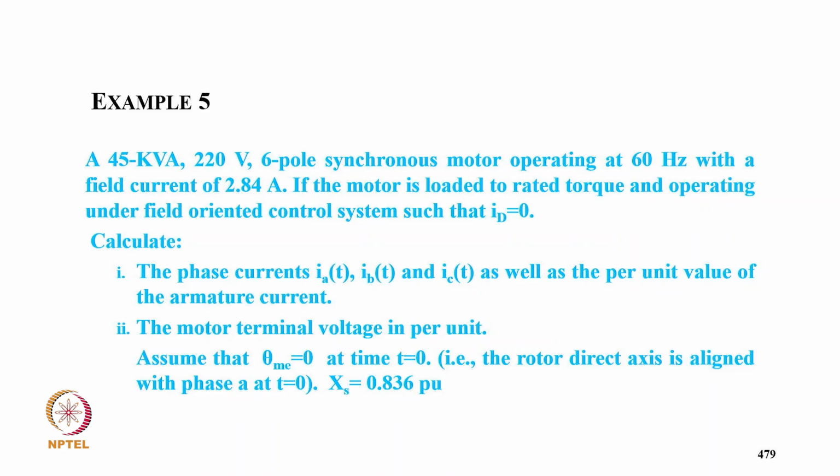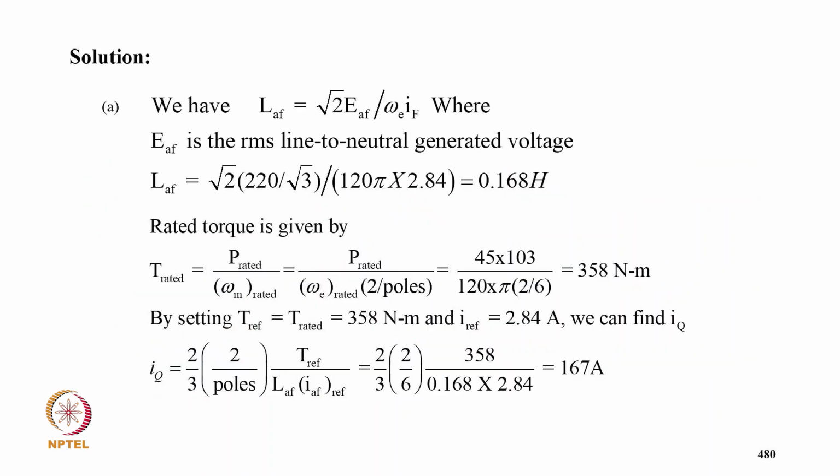Now coming to example 5. A 45 kVA 220 volt 6 pole synchronous motor operating at 60 hertz with a field current of 2.84 ampere. The motor is loaded to rated torque and operating under field oriented control such that ID equal to 0. Calculate the motor phase currents IA, IB, IC as well as the per unit value of the armature current, and the motor terminal voltage in per unit. Assume theta m equal to 0 at t equal to 0, that is, the rotor direct axis is aligned with phase A at t equal to 0. XS equal to 0.836 per unit.